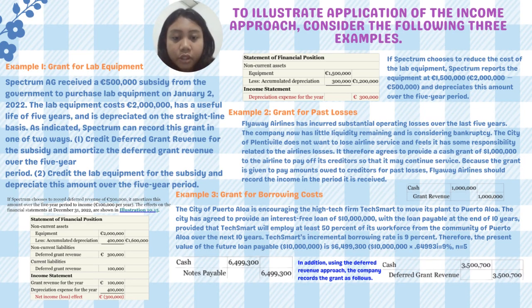In addition, using the deferred revenue approach, the company records the grant as follows: the cash is on the debit side and deferred grant revenue is on the credit side. So the nominal amount is 3,500,700 at the same and the credit.